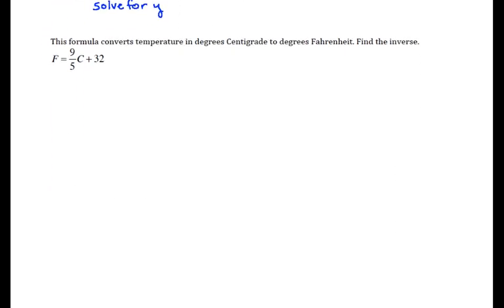Now if we take another example, we're looking at a formula that converts temperature in degrees centigrade to degrees Fahrenheit. This is just an equation, right? It's not written in function language, but we can see that f is a function of c. I'm not going to change the names of the variables here because f stands for temperature in degrees Fahrenheit. C stands for temperature in degrees centigrade. They don't change their meaning when we take the inverse. So I'm going to leave the variables as they are, and in this case, just solve for c.